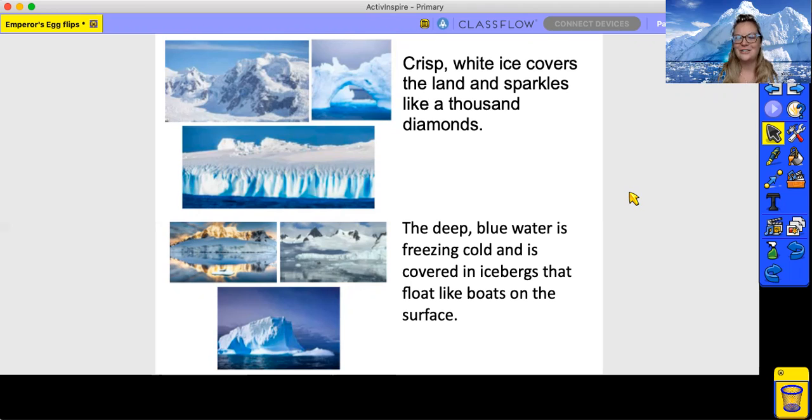Well done, Year 2, you've got this. Deep and blue are the adjectives, and floating like boats on the surface is the simile.